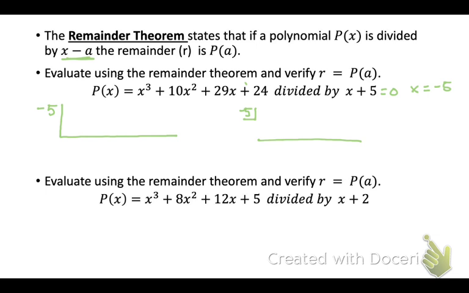That little box around the 5 bugs me. Okay, so is my dividend in order? Gaps? 3, 2, 1, 0. Yeah. Nope. So what are my coefficients? 1, 10, 29, and 24.